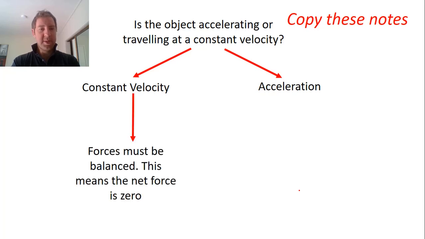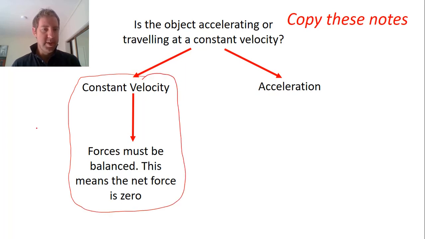So if it's traveling at a constant velocity, the forces must be balanced. This means the net force is 0. That's just two ways of saying the same thing. This whole path here is Newton's first law.